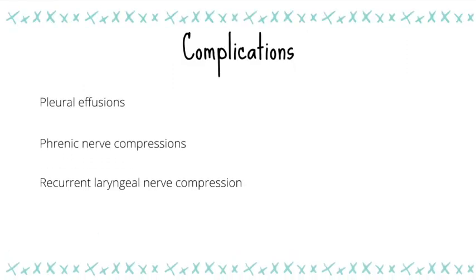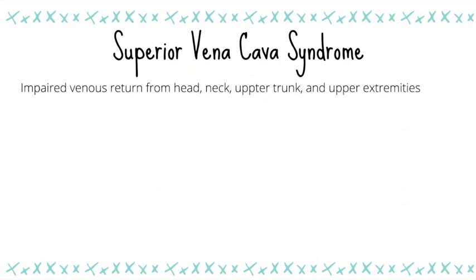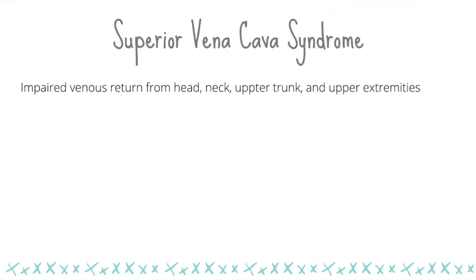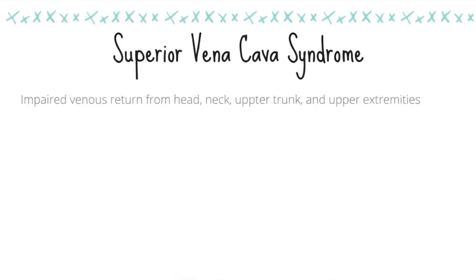A high yield complication is superior vena cava syndrome. This occurs when there is impaired venous return from the head, neck, upper trunk, and upper extremities. It is most commonly due to lung cancer, a mediastinal mass such as a lymphoma, and thrombosis from catheters. These patients present with face and neck swelling and even conjunctival edema.